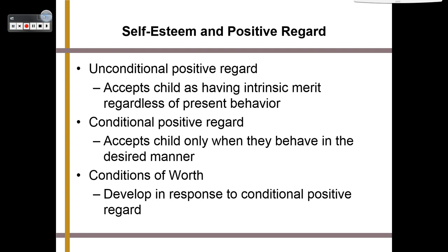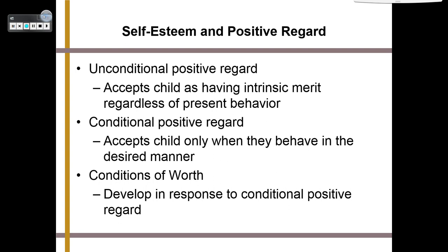However, what we find instead is that most children are given conditional positive regard. This is when you accept a child only when they behave in a desired manner. Unconditional positive regard is what most parents say they have, that no matter what their kid does, they're going to love them no matter what. Conditional positive regard is what we tend to see them actually have. And let's face it, we're human. We tend to expect certain things, and if our children aren't measuring up, it would be very easy to reject them.